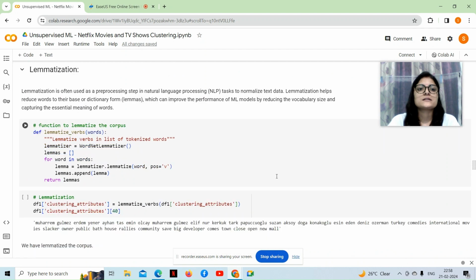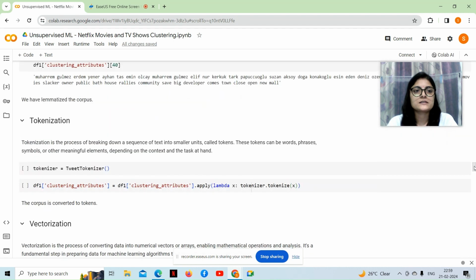So lemmatization is basically a pre-processing step in natural language processing to normalize text data. What lemmatization does is it helps us reduce words to their base or dictionary form, which we call the lemmas. And this can improve the performance of machine learning models by reducing the vocabulary size and capturing the essential meaning of the words.